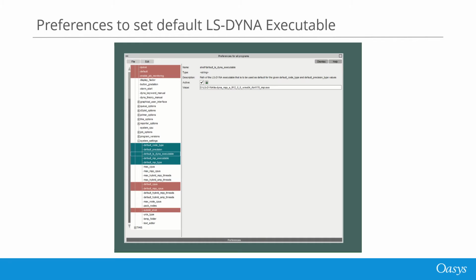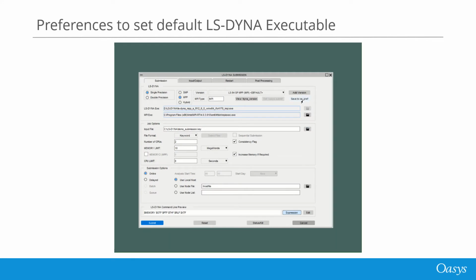These default options can be edited using the preferences editor from within the shell. The preferences can also be saved for the currently selected DYNA executable related options by pressing the Save to OA Pref button on the LS-DYNA submission panel.